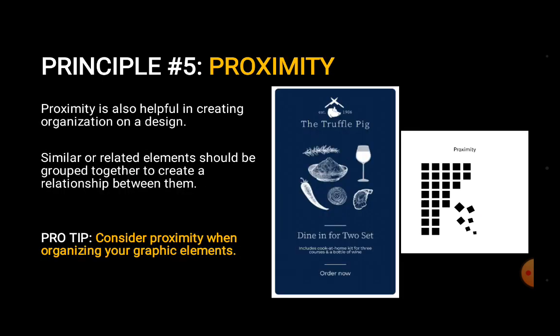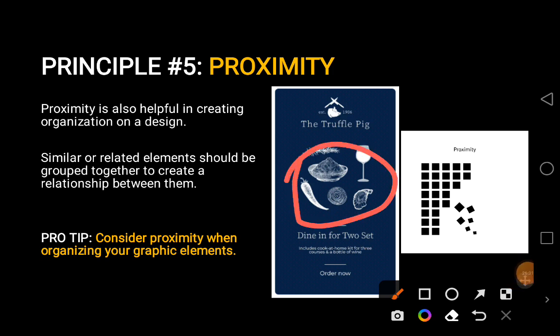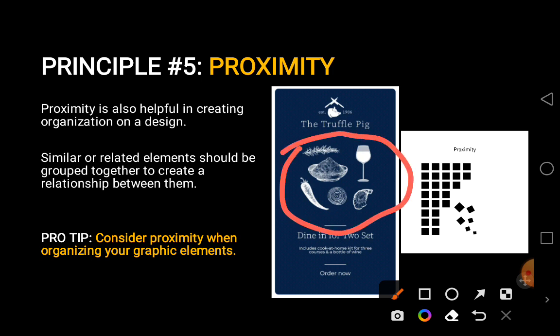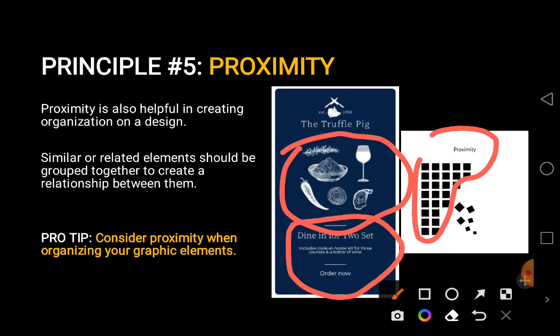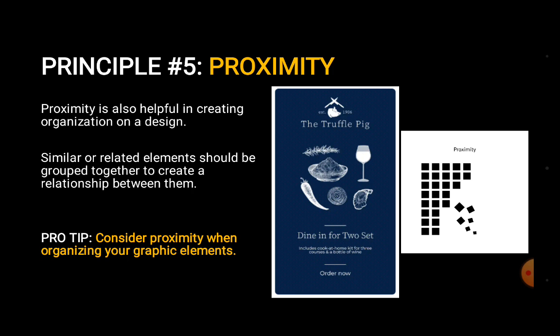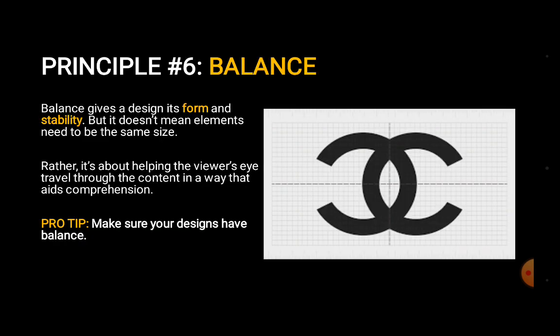So the next principle of design is proximity. Proximity is just like arranging different particular design elements together. You can see this one element. Actually, I have like 1, 2, 3, 4, 5, 6, but they are the same type. These are pictures arranged in one area. These are text arranged in another area. The same thing in this design. So that's what proximity is trying to tell you. When you are organizing your graphic elements, consider using proximity principles.